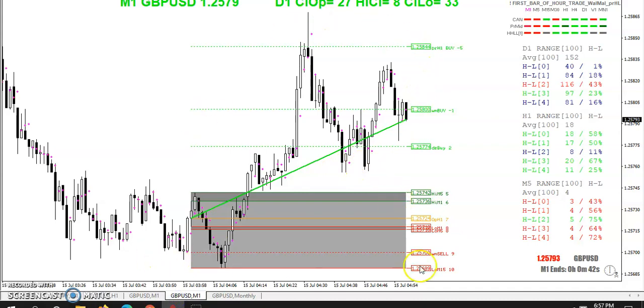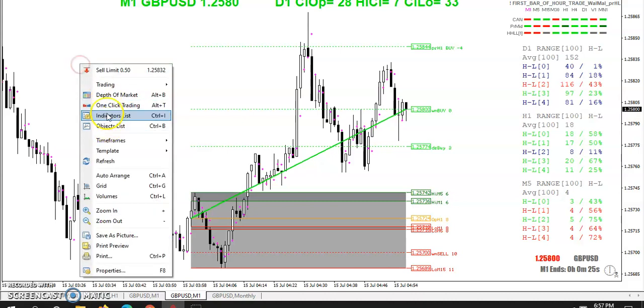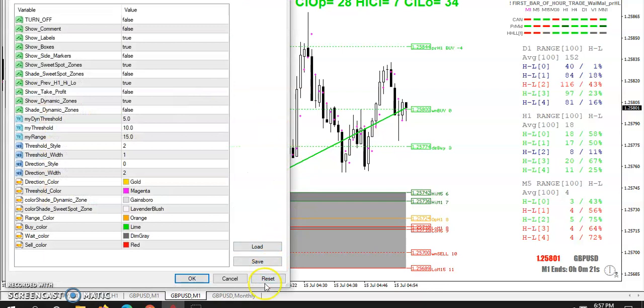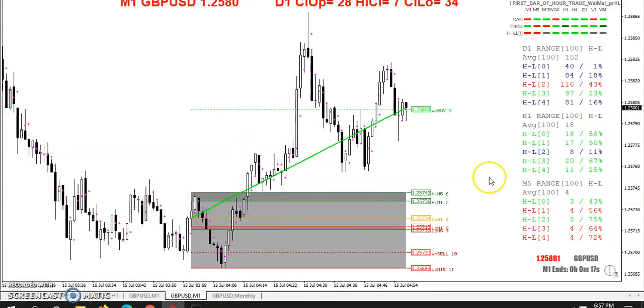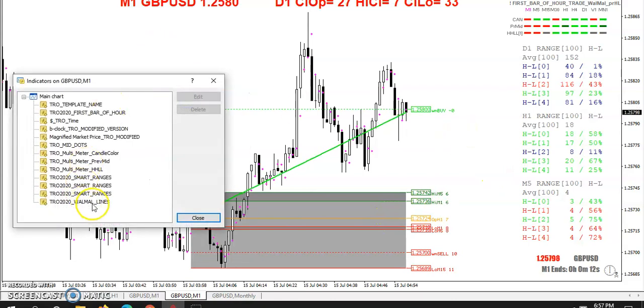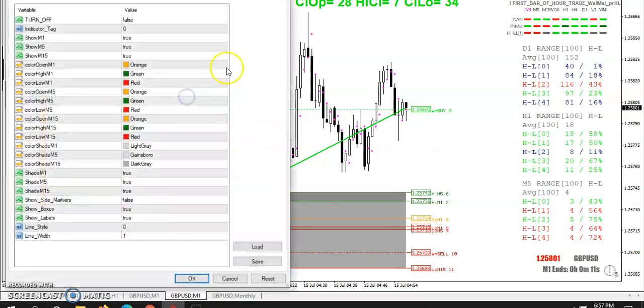And right here, this is the indicator, the TRO 2020 Walmal lines. Now, it does a lot more than the Walmal lines. In fact, this is one of my trading templates that I use now. But let's just go through the indicator here, and I'm going to hit the reset button. When you first load the indicator, there's one other indicator on here I have to turn off, the first bar of hour.